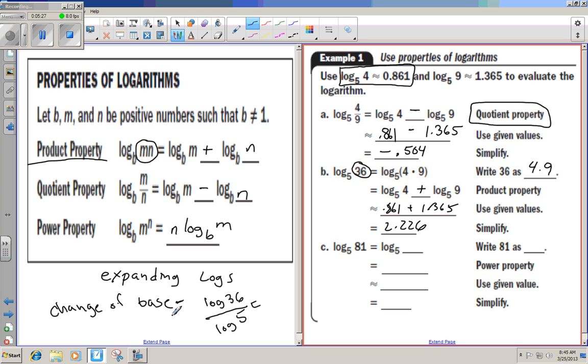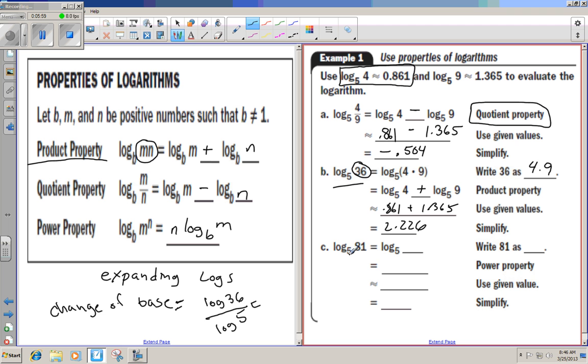Now you should be able to use the change of base formula to check that if you want. Remember, you type log, you put the first logarithm's argument in parentheses, so log 36 divided by log 5, and you get 2.226. So using your change of base formula here should work, or doing it this long way as well.